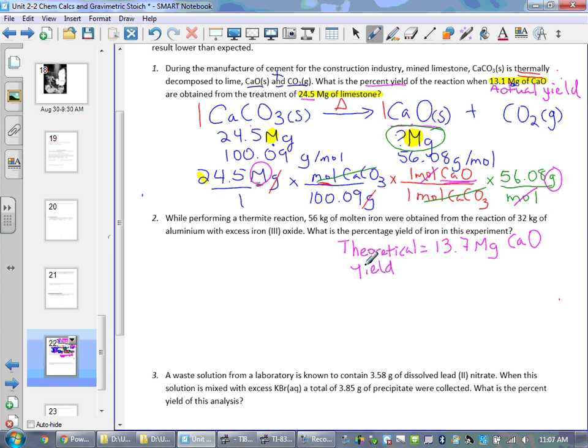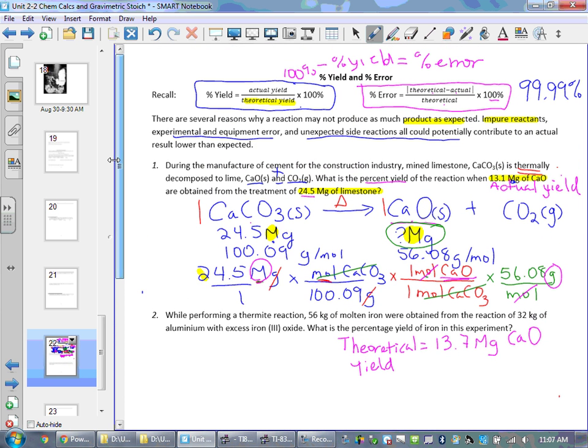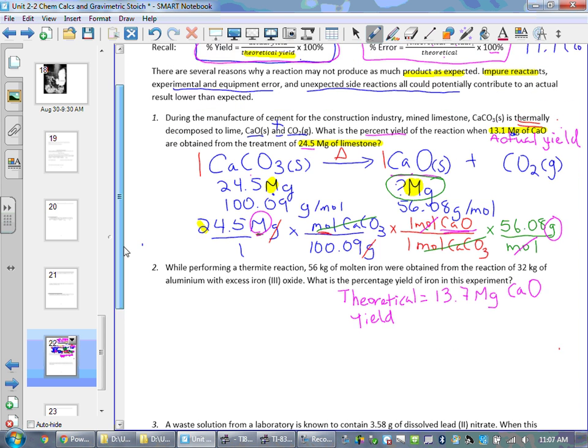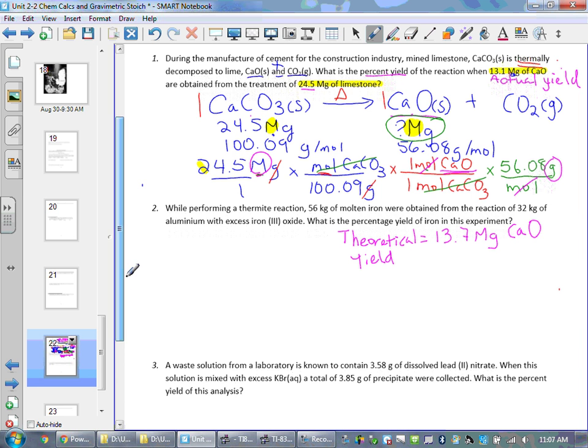So we've got a formula for that. Here's our formula for percent yield: actual over theoretical. So our actual is what? 13.1. So our percent yield is that 13.1 megagrams divided by 13.7 megagrams and times by 100. It's 95.6.